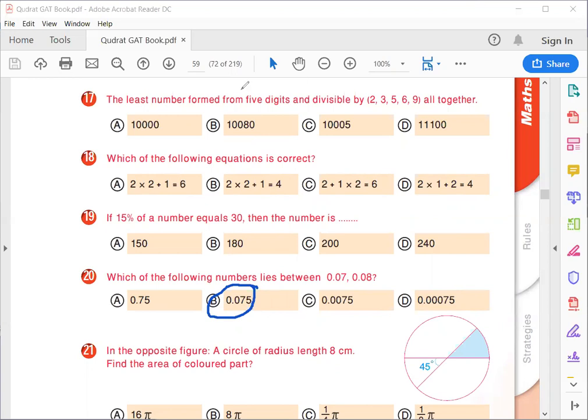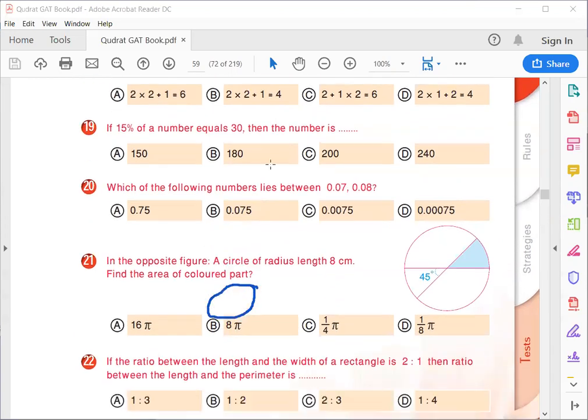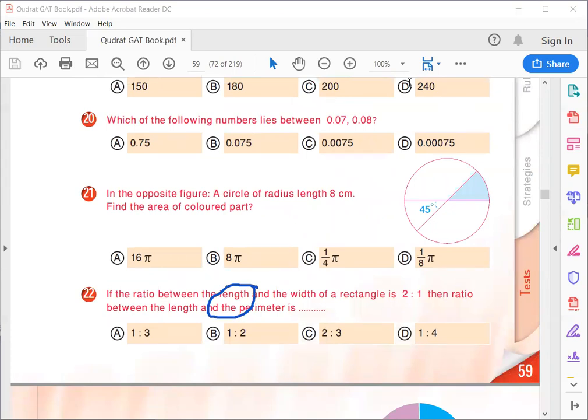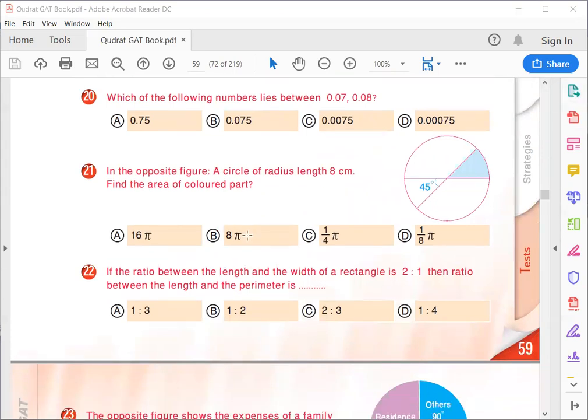Number 21 now. In the opposite figure, a circle of radius length 8 centimeters. Find the area of the colored part. I have a rule also. I can use a rule. He wanted the area of this.